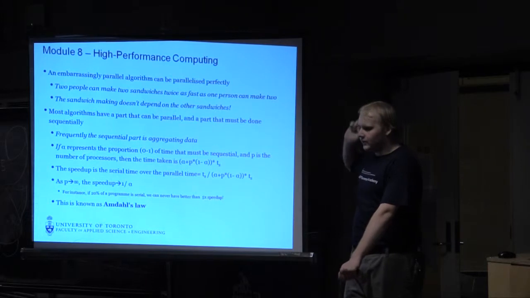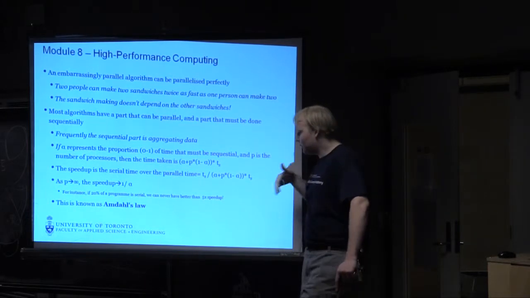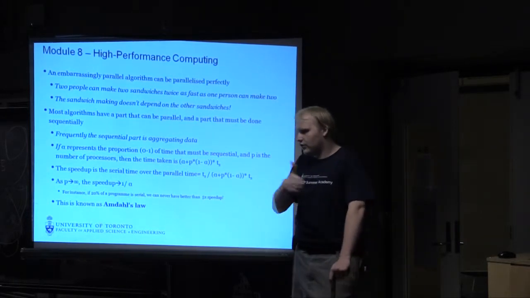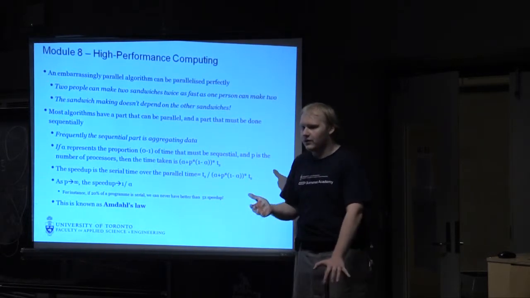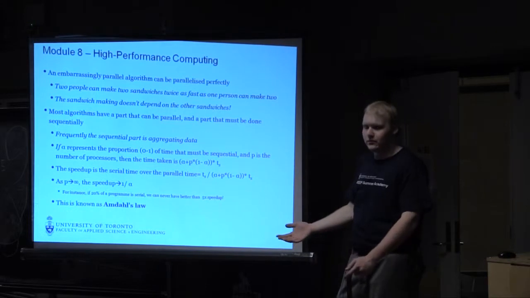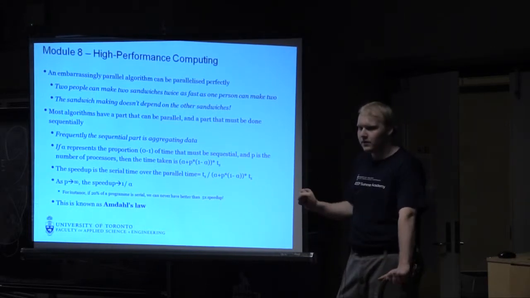So for the sandwiches, it takes 10 minutes is our serial time to make the sandwiches. Then we divide it by 2. It takes 5 minutes to make both with 2 people. Everyone following so far? Any questions?